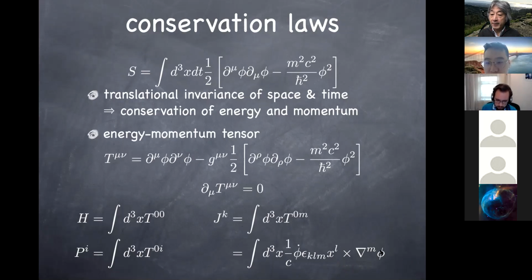So this is the way you can explicitly verify that conserved angular momentum does not have a piece which would have corresponded to spin. There's an orbital angular momentum, but nothing else. So this is the way you see that the Klein-Gordon field has 0 spin, namely it's a spin 0 particle.